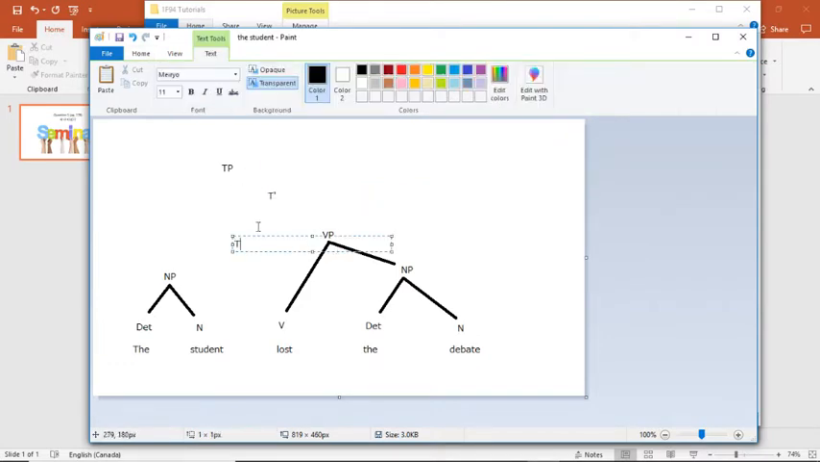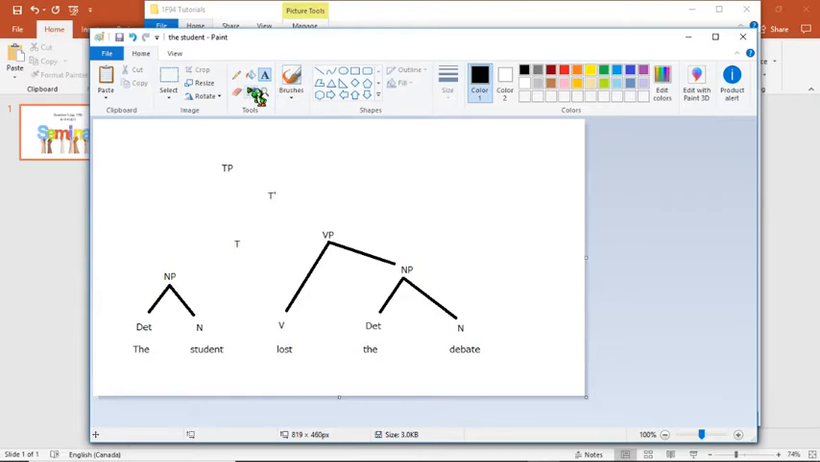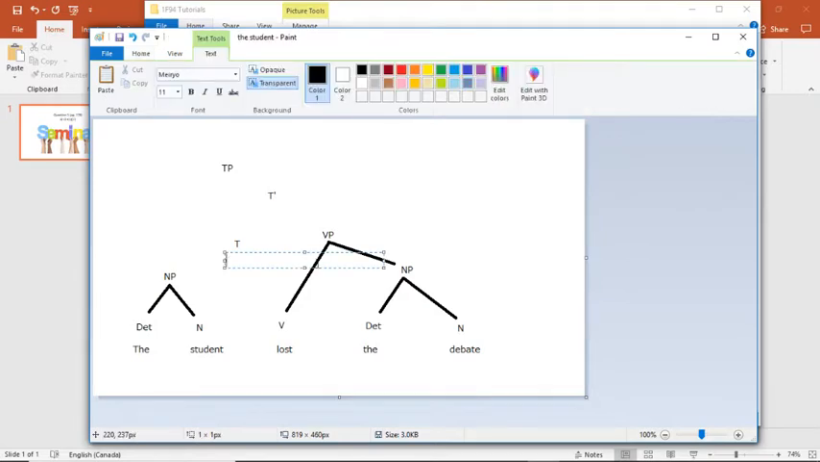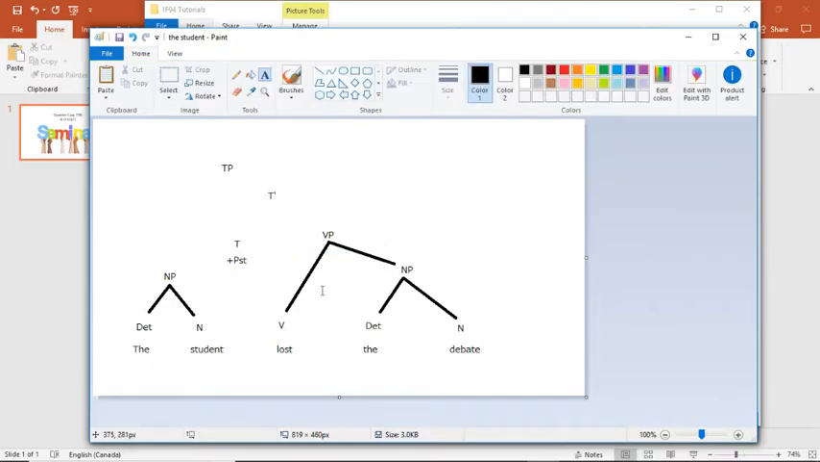So what I really need here is this floating T. And what that floating T is going to be is plus past, because we're basically thinking in terms of whether something is in the past or not. So lost is the past form of the irregular verb lose. So we are going to say the sentence is plus past. So this will connect up to the T here, and then all we have to do is link everything up.